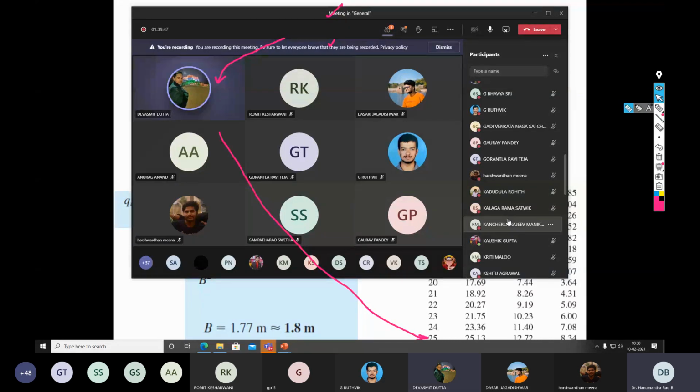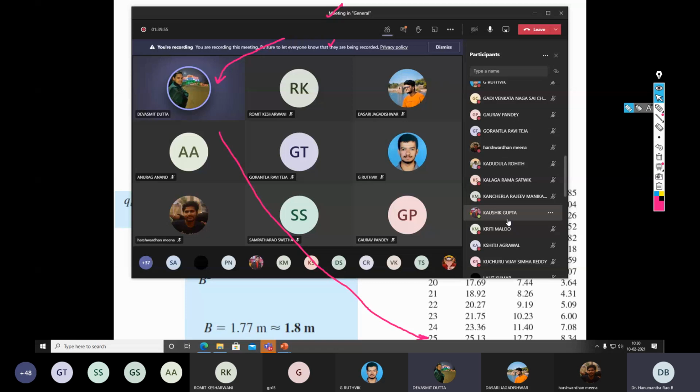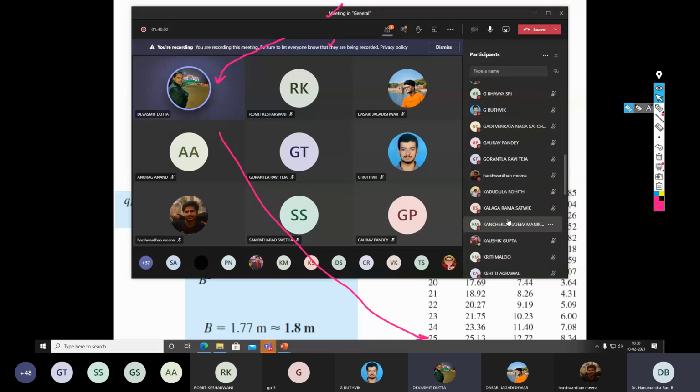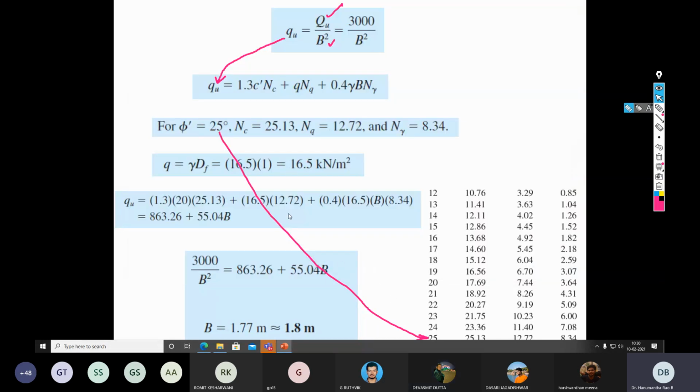Rohit? Sir, 1.65 is not correct, I think. How much are you getting? Sir, basically we get 1.65 if we assume qu is the same as that of the previous question. Okay, no issue. That's because in the previous sum, the Df is 1.5 meter. In this sum, Df is 1 meter. So obviously we'll get a smaller value.